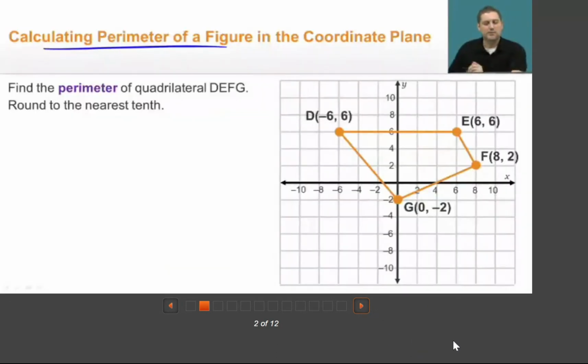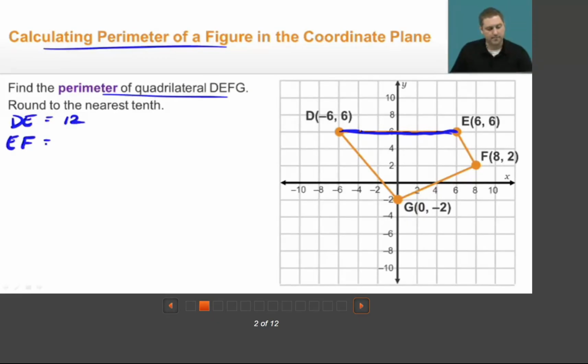Let's calculate the perimeter of a figure in the coordinate plane. Now we can find the perimeter, specifically of this quadrilateral DEFG, by finding the lengths of all the sides and then adding them up. I see that DE is horizontal, which means I can just count, going by twos because of the scale: 2, 4, 6, 8, 10, 12. I see that DE is 12 units. The others, however, I'm going to have to use the distance formula. So let's start with EF.